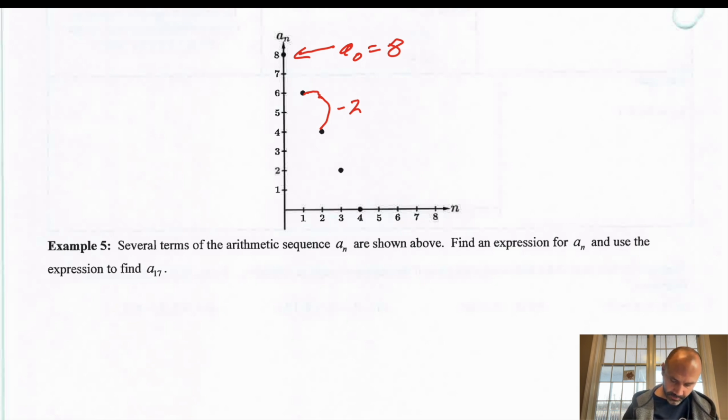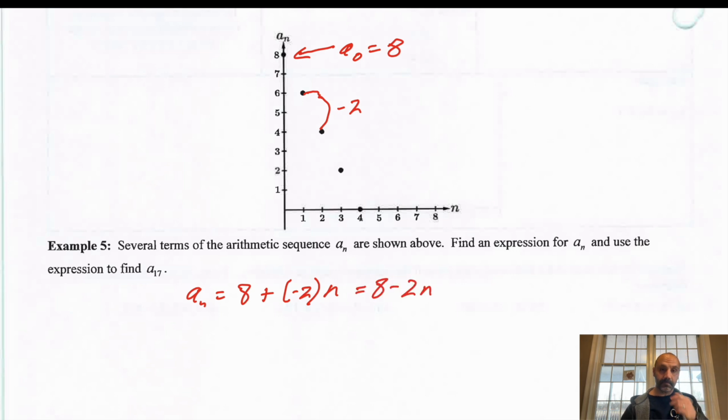So our formula is going to look like this. A sub n equals the base term 8 plus -2 times n. Or you could say just 8 minus 2n. Either way, it works. So now to find this for 17. So A sub n equals 8 minus 2 times 17. When you do that in arithmetic, you get -26.